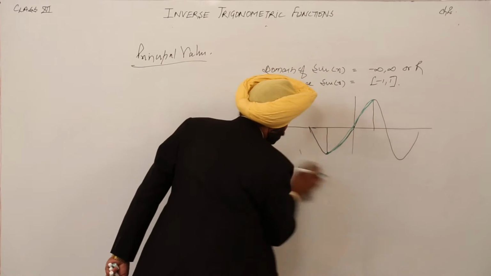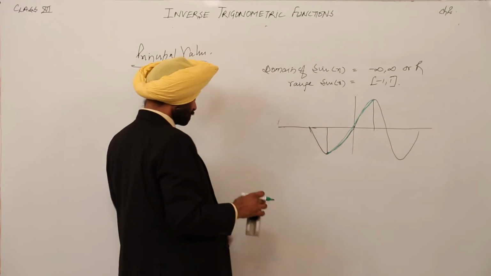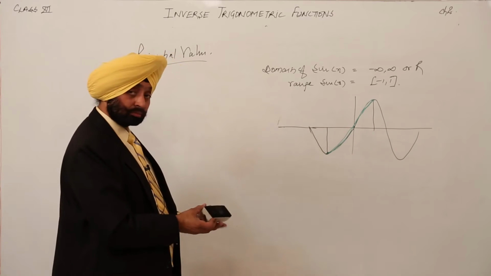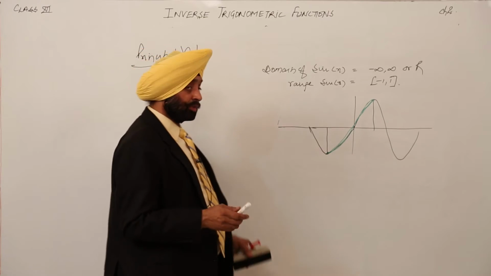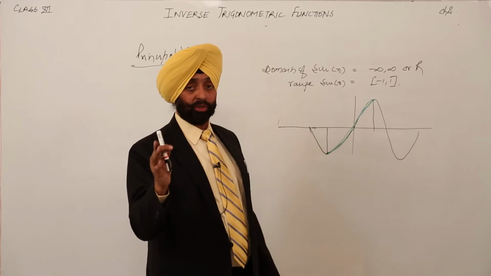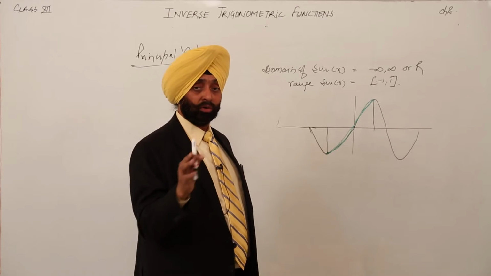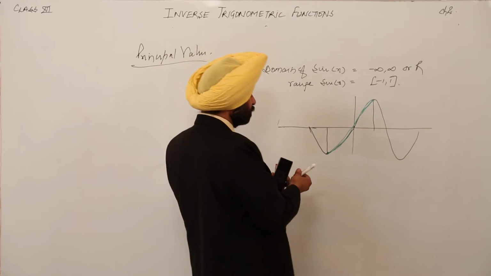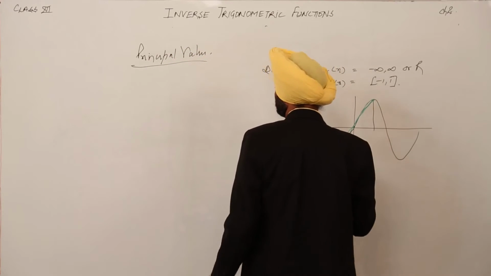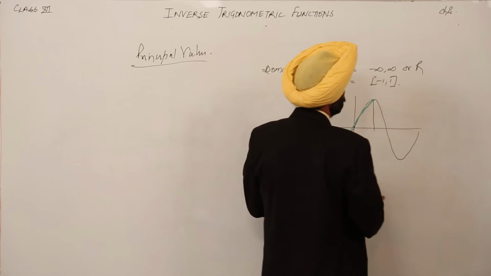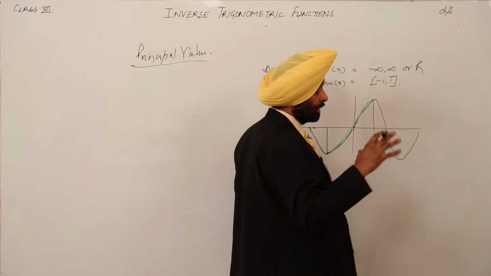Now dear students, for this particular part, you know, when you are going in the first quadrant and in the fourth quadrant. In the first quadrant, all the values of sine are positive. In the fourth quadrant, all the values are negative. Now let me write it here. I am writing this side, for positive and for negative.